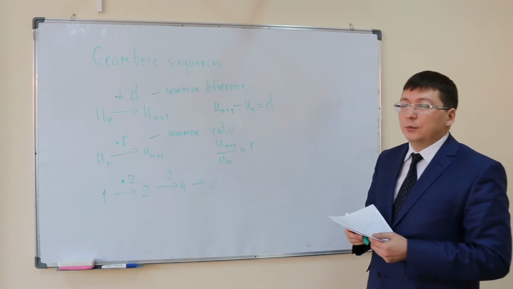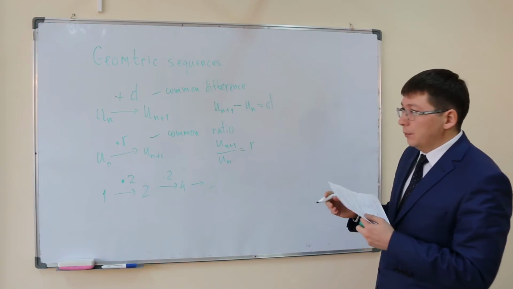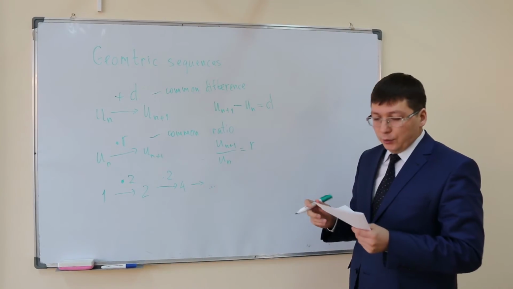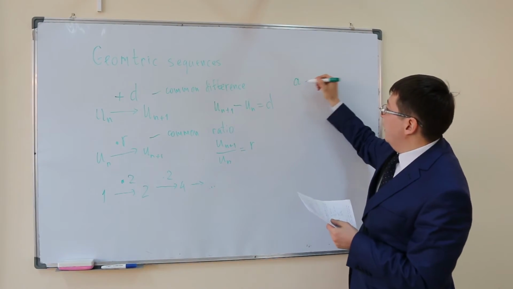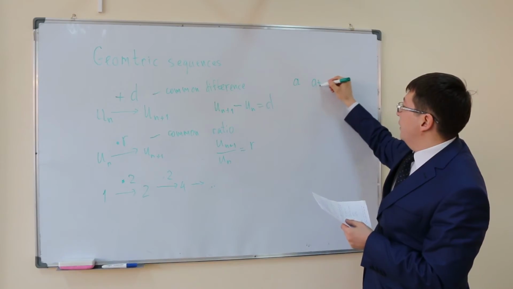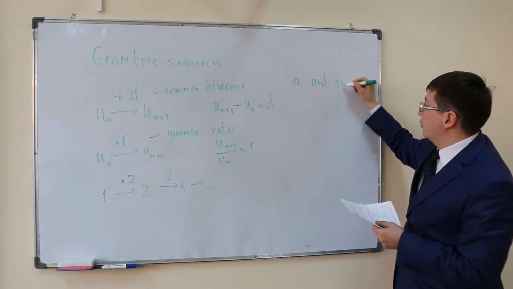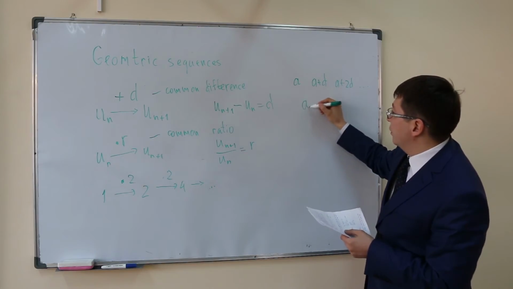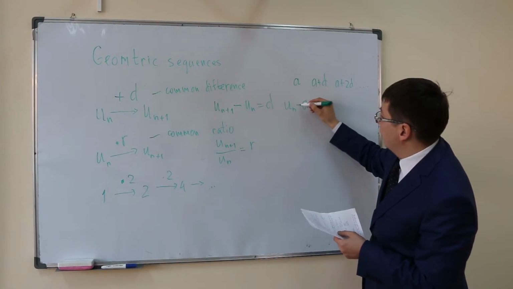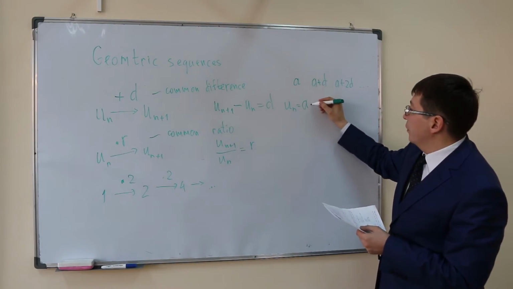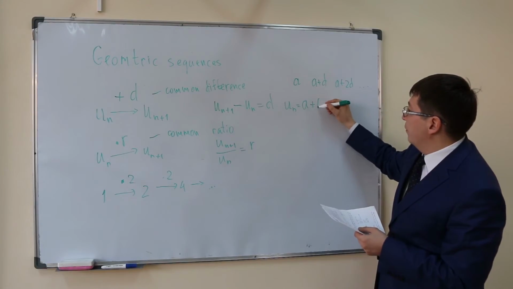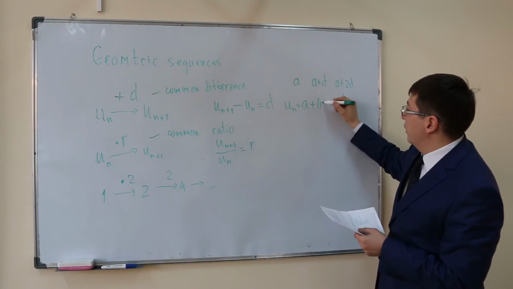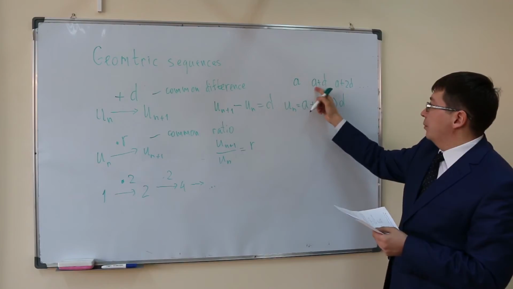The formula for nth term in geometric and arithmetic sequences are similar. For example, do you remember how we received the formula of the nth term in arithmetic sequence? The first term was a, the second term was a plus d, the third term was a plus 2d, and so on. So the formula was u(n) equal to first term plus d, common difference, multiplied by n minus 1. N minus 1 steps.